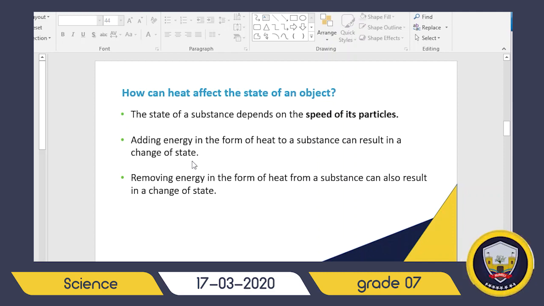How? If I remove the energy of the gas particles, they will turn into liquid. If I remove more energy, the liquid particles will turn into solid, because they will lose energy, they will lose their kinetic energy. Okay, they will lose their ability to move.